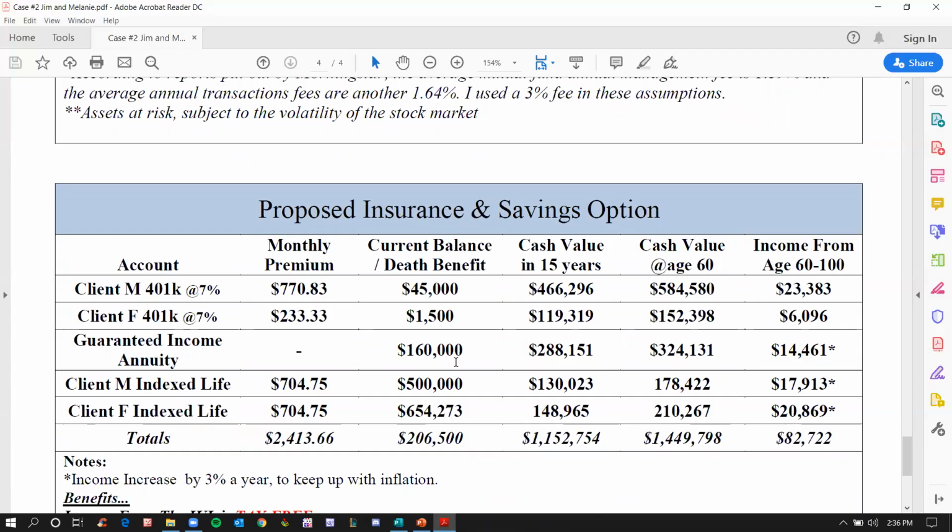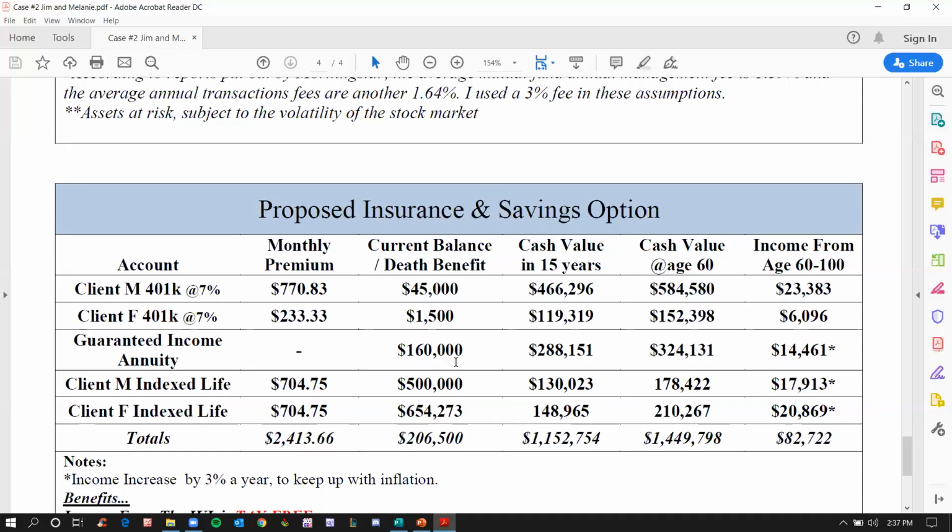All right. We'll take the balances of what you put in your 401ks and open up two index universal lives for each of you. On Mr. Client, you'll have over $500,000. On Mrs. Client, you'll have $654,000 of death benefit. By the end of the next 18 years, you're going to have $178,000 in yours and $210,000 in yours. The best part is it's going to spit off a tax-free income for you both: $18,000 for you, Mr. Client, and $21,000 for you, Mrs. Client.